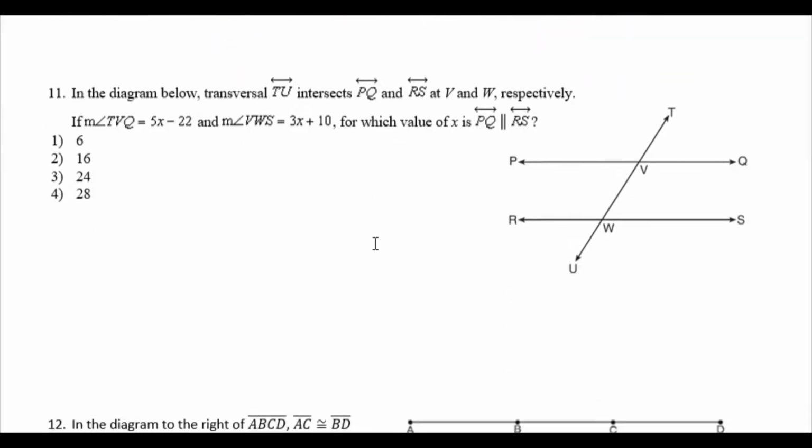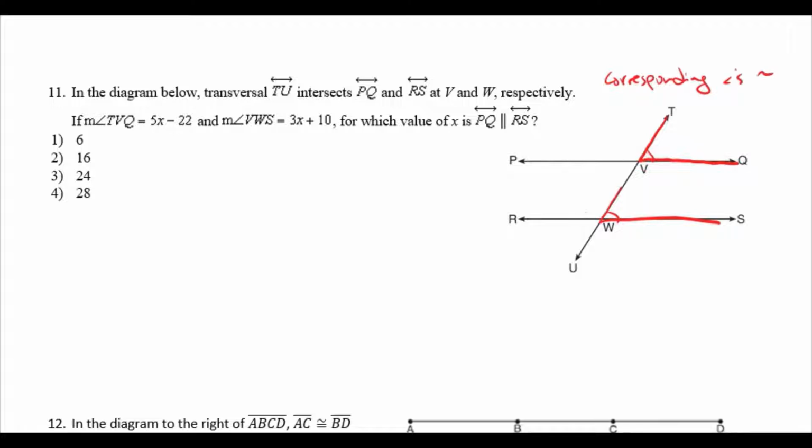Number 11, we have the angles, and we want to pay attention. T, V, Q, so it starts at T, goes down to V and over to Q. So that's the angle here located at V. And then VWS would be from here over to here. So these two angles are corresponding. And if you remember, the corresponding angles are congruent. So we know that these two measures are equal. So we want to do 5x minus 22 equals 3x plus 10.